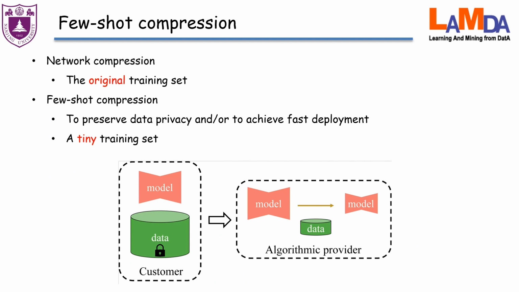To accelerate deep networks, many network compression methods have been proposed. However, most previous methods rely on the original training set to recover the model's accuracy. But, to preserve data privacy or to achieve fast deployment, only scarce training data may be available in many scenarios. For example, a customer often asks the algorithmic provider to accelerate their CNN models, but due to privacy concerns, the whole training data cannot be available. Only the raw uncompressed model and a few training examples are presented to the algorithmic provider.